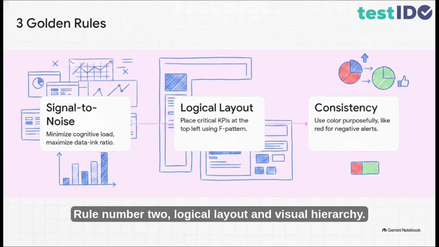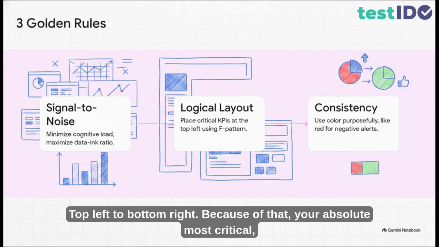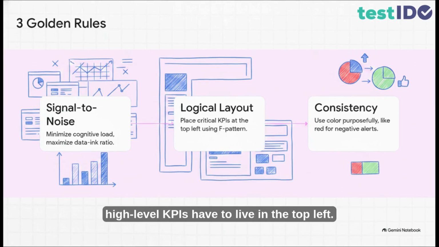Rule number 2, logical layout and visual hierarchy. In the Western world, we read in an F pattern, right? Top left to bottom right. Because of that, your absolute most critical high-level KPIs have to live in the top left. The detailed breakdowns and secondary trends, push those to the center and the bottom.